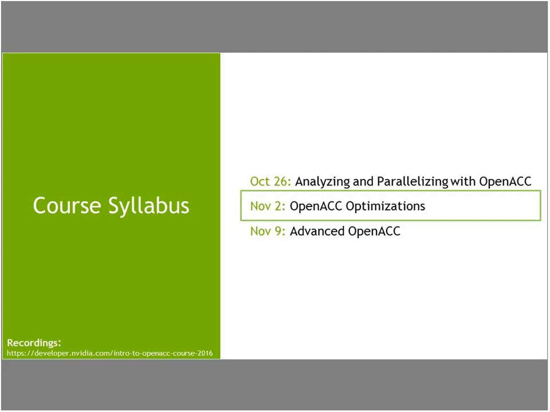Here is the syllabus. Last week we talked about analyzing your code and parallelizing the code with OpenACC, and I'll revisit those 2 steps briefly. Today we're going to talk primarily about optimizations in the form of data optimization and also in the form of loop optimization. The next week is called Advanced OpenACC, and it's going to be a mixture of topics that don't fall neatly into either of these lectures, but that we feel are important enough for you to see.